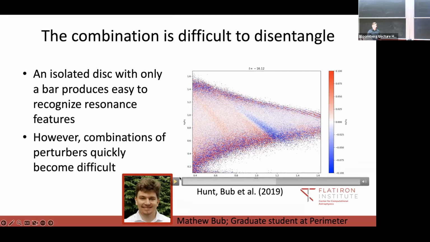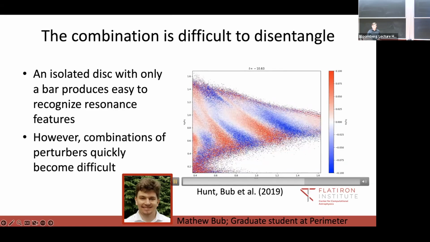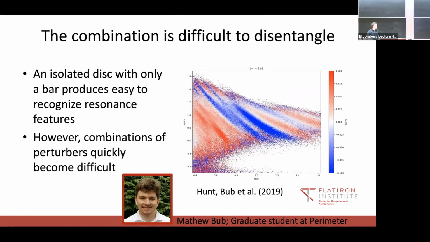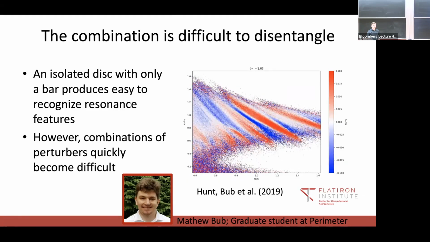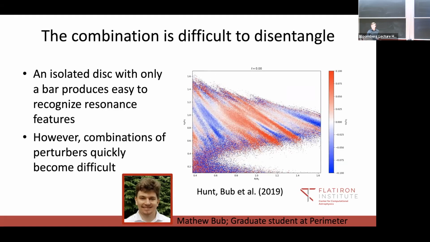If you have just a bar and nothing else going on, you can do this. However, if we then turn on some spiral structure, you see this space actually becomes quite messy. There's a lot going on, a lot of these red-blue features, a lot of these ridges in this plane. Because this is a model, we have complete information, so we know this ridge gap here is the one that corresponds to the bar resonance. So you could measure it. However, if you come just looking at this, yes, go ahead.